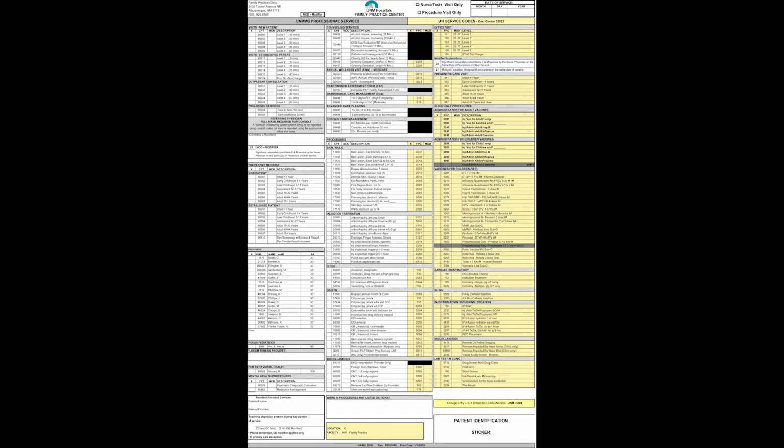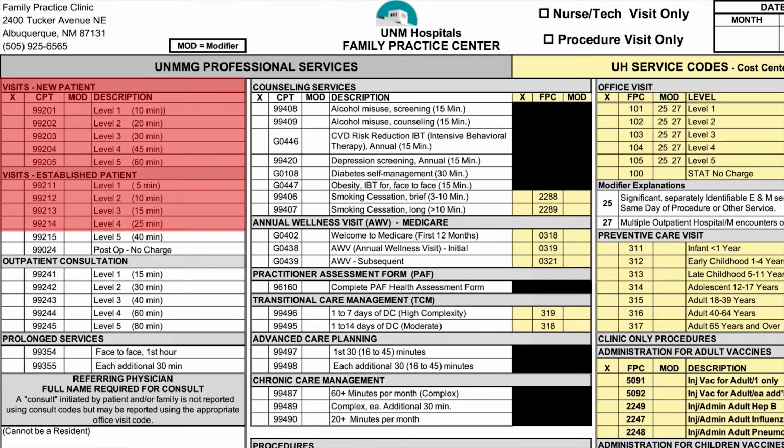On the right side is mainly for our MA and nursing billing. On the left is mainly for provider billing. So for APPs and physicians, we mainly just focus on the white half of this sheet. We divided this up into different sections. The first section is your visit code.